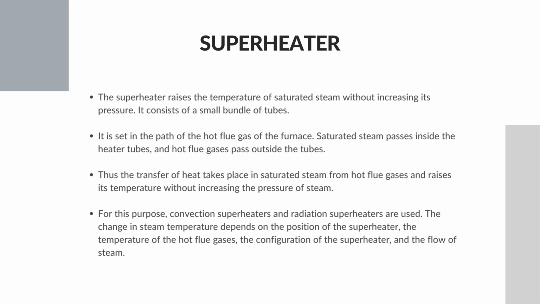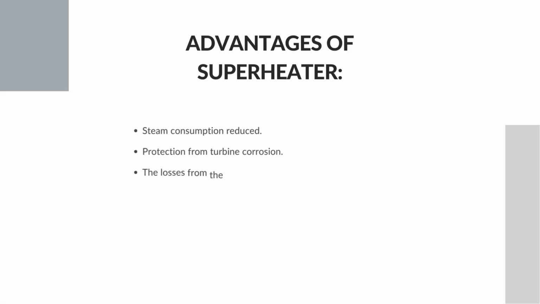The change in the steam temperature depends on the position of the superheater, the temperature of hot flue gases, the configuration of superheater and the flow of steam. Now, the advantages of superheater: steam consumption is reduced, protection from turbine corrosion, the losses from the condensation of steam in the cylinders and pipes are reduced. It increases the efficiency of plants.